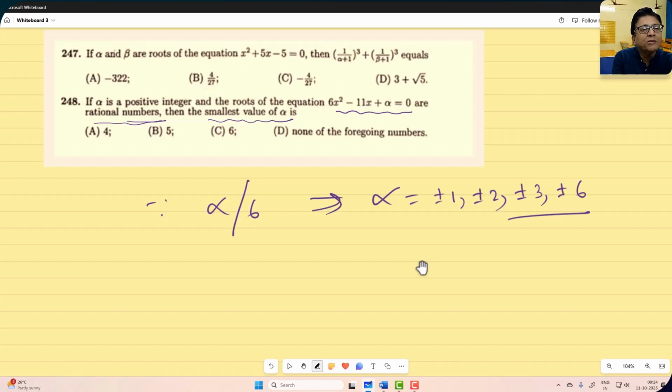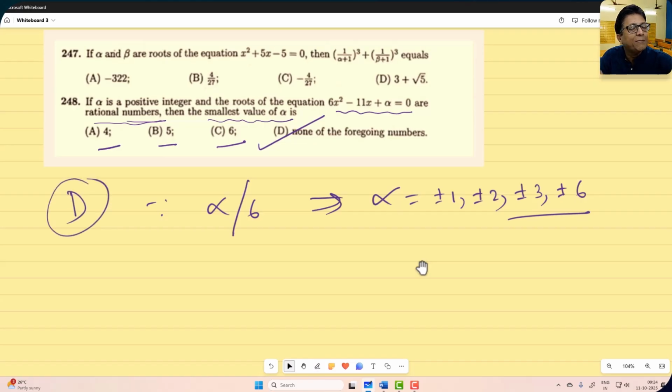Now go by the options. What is given over there? Smallest value of alpha. Smallest value of alpha is not 4, it is not 5, even 6 also. So none of the options given up to A, B and C is correct. It is going to be option D. This is the concept of integer root, which I have explained in some previous episodes in detail. You must go through it.